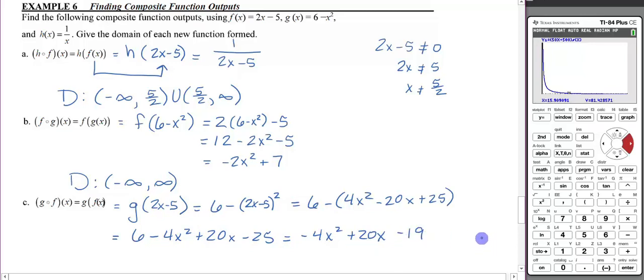There we go. Now there is nothing about this function that comes out that says there's a restriction on x. The function that was put in, the 2x minus 5, has no restrictions. So the domain is going to be all real numbers, no restrictions on the input.